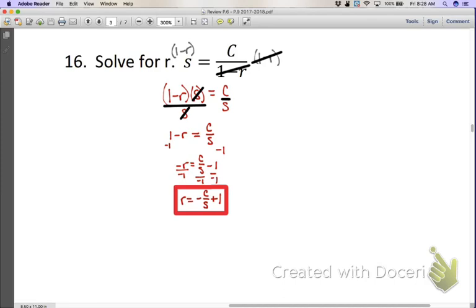Now, what I could have done up here, kind of an alternate route, an option 2, would have been to add the r over and have 1 equals c over s plus r, and then subtract c over s from both sides, and get 1 minus c divided by s equal to r. It's still the same thing, it's just in a different order. Okay, so this is also the same.